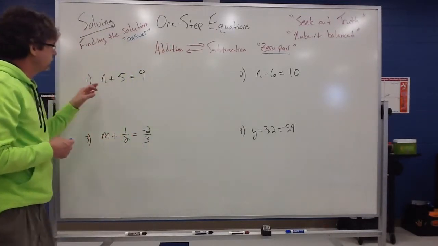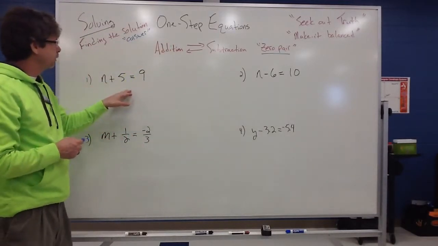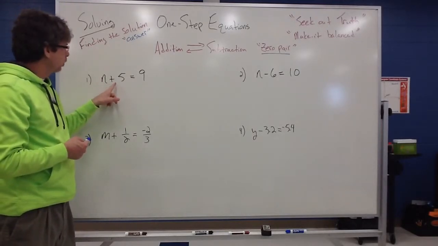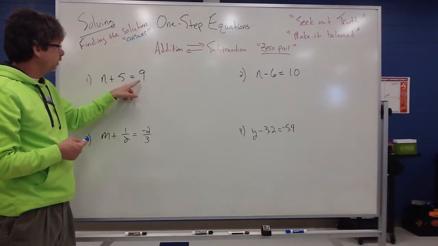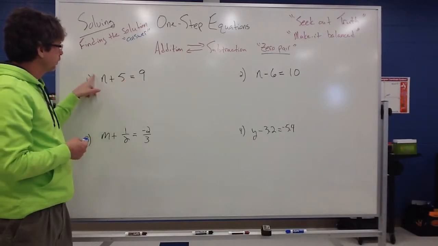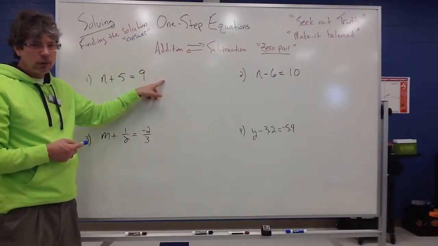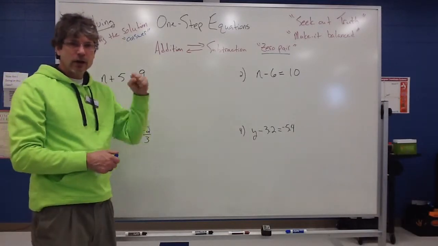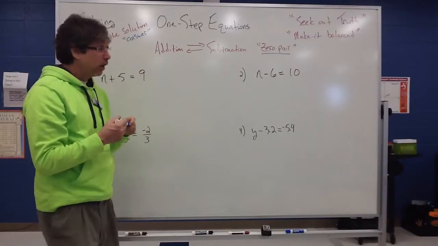So a one-step equation, you're going to have something that looks like this. You have some number where n represents some number. We're going to add 5 to that number, and it has to equal 9. So this is what we call an equation. Notice what makes an equation, it has this equal sign. That equal sign makes it have a left side and a right side of the problem.